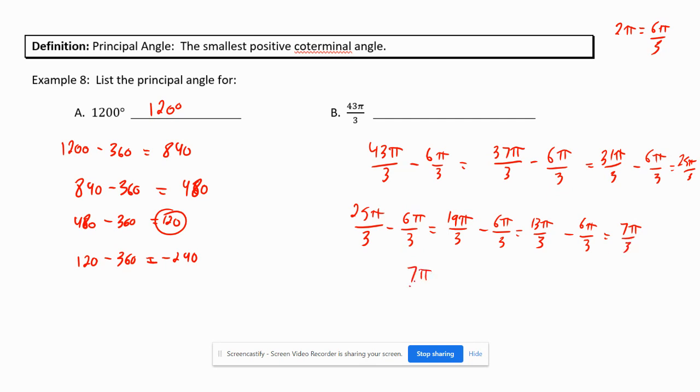And then 7 pi over 3 minus 6 pi over 3 equals pi over 3. And if I do one more, I'm going to get a negative number. So this pi over 3 is my principal angle. Okay.